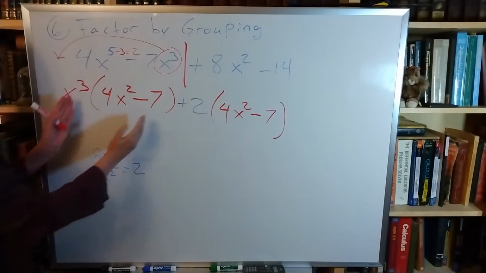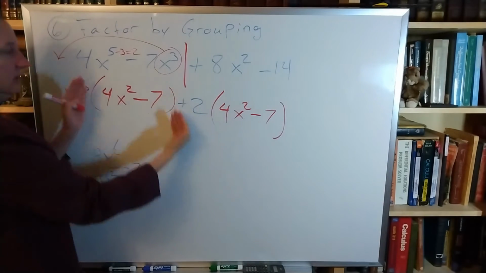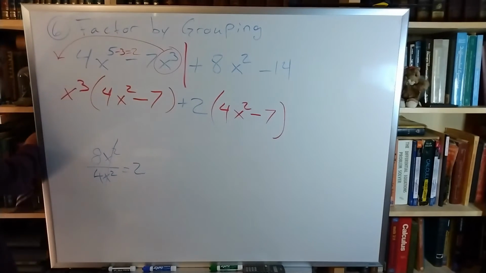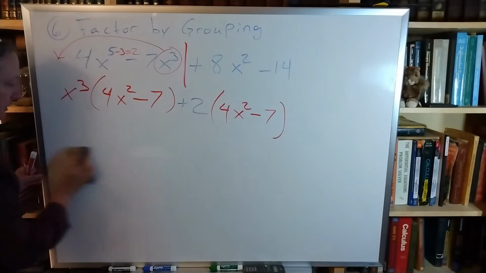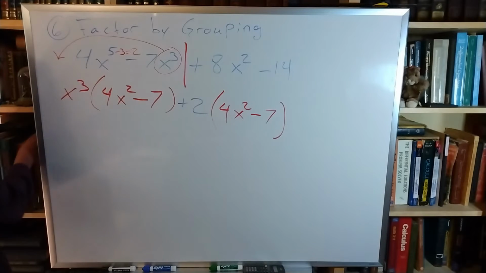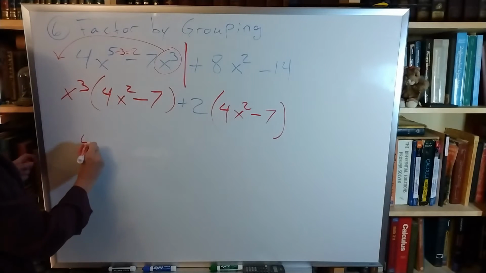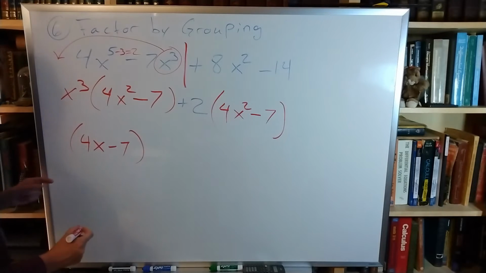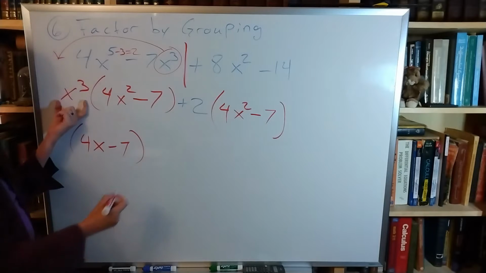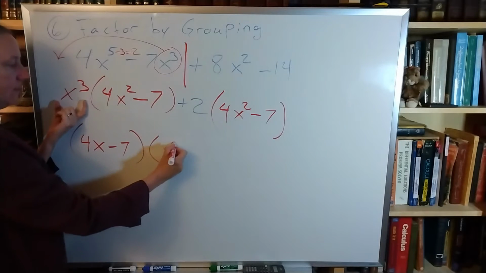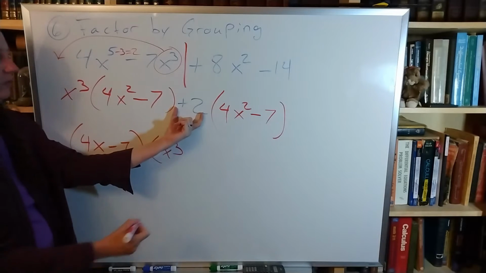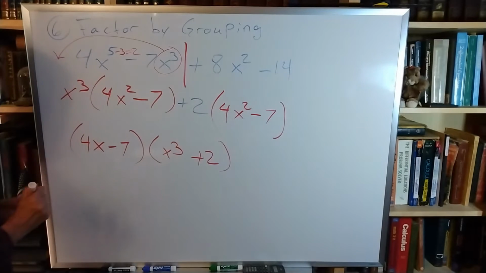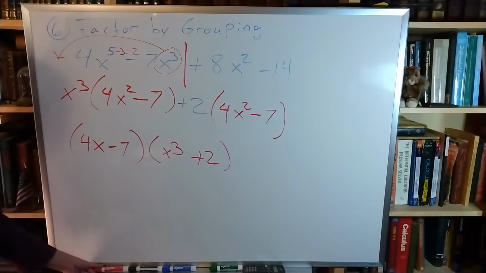Now I check to see, is what's inside the parentheses the same? Yes. So I factor that out. So I have 4x minus 7. And what did I factor it out of? I have the x to the third plus 2. And this problem is finished.